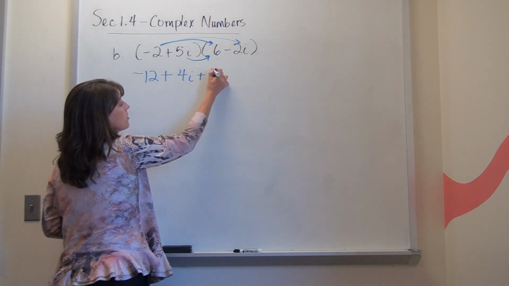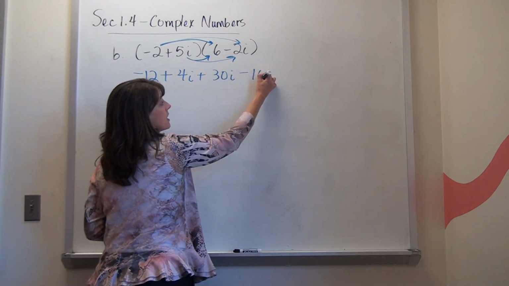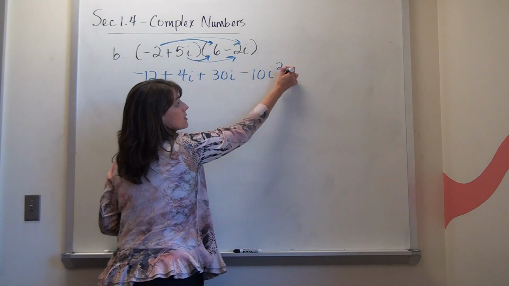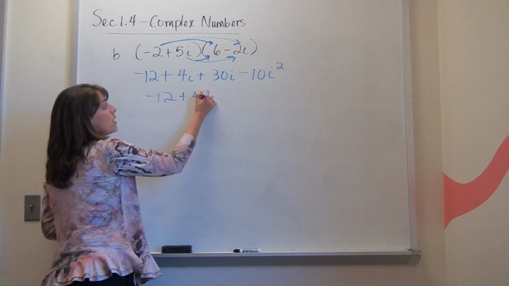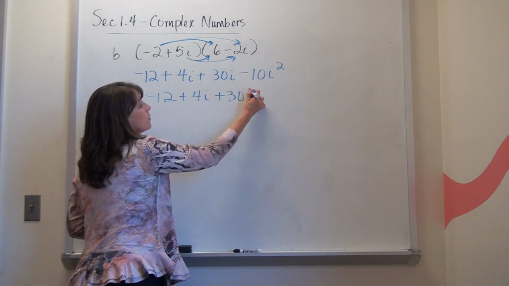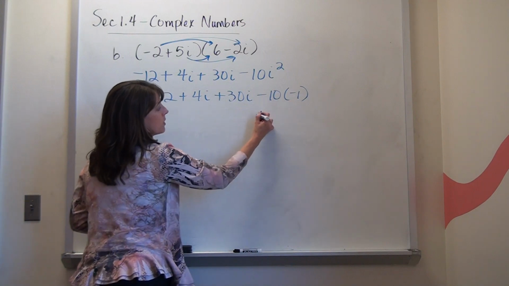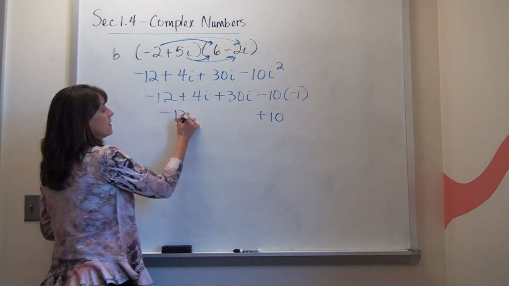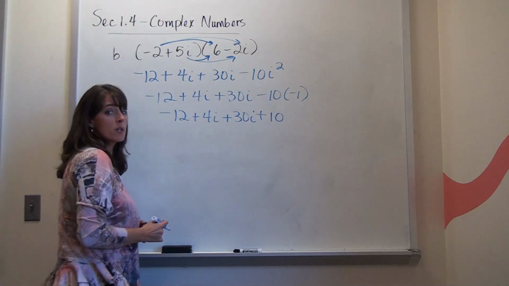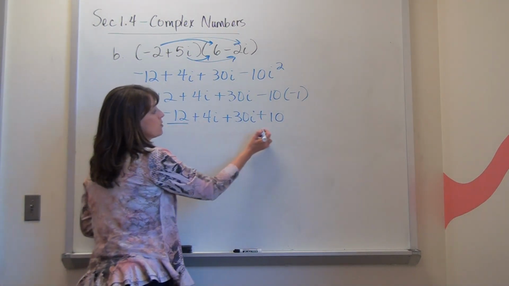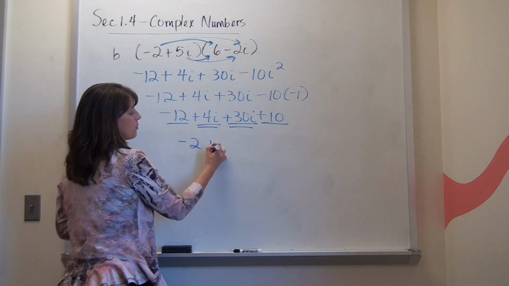5i times 6 will be a 30i. And 5i times -2i. 5 times -2 is a -10. i times i will be an i squared. And again, i squared, I think -1. So that means I'm going to put a -1 right in here. And a -10 times a -1 is a +10. So now what I'm going to do, just like I've always done, I'm going to combine up those like terms. So -12 plus a 10 will be a -2, and a 4i and a 30i will be a 34i.